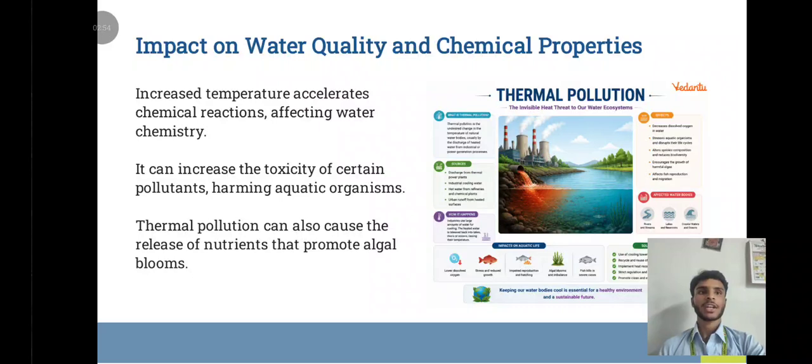Impact on water quality and chemical properties. Increased temperature accelerates chemical reactions, affecting water chemistry. It can increase the toxicity of certain pollutants, harming aquatic organisms. Thermal pollution can also cause the release of nutrients that promote algal blooms.